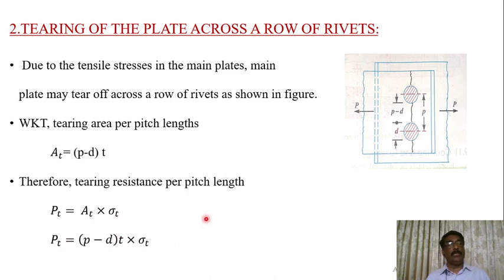Okay. So by using this equation, we can find out the tearing resistance, or the pull required to tear off the plate across a row of rivets.